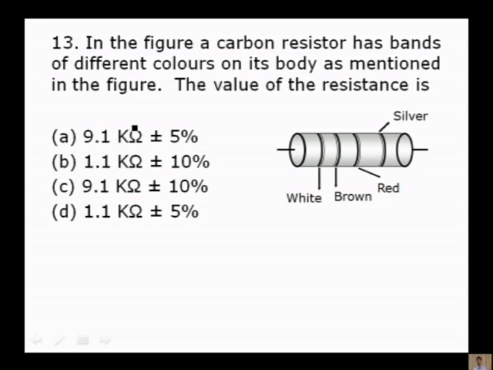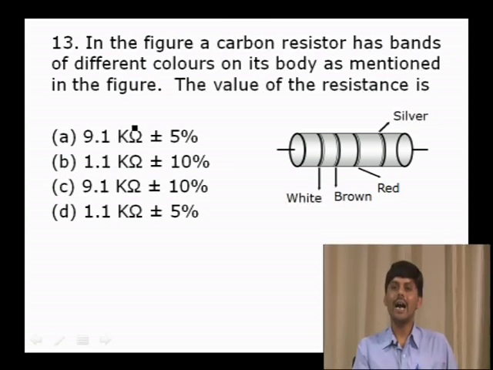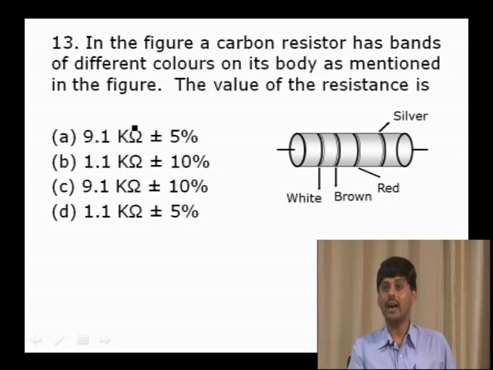Question number 13. In the figure, a carbon resistor has bands of different colors on its body as mentioned in the figure. The value of the resistance is option A, 9.1 kilo ohm plus or minus 5%. Option B, 1.1 kilo ohm plus or minus 10%. Option C, 9.1 kilo ohm plus or minus 10%. Option D, 1.1 kilo ohm plus or minus 5%.